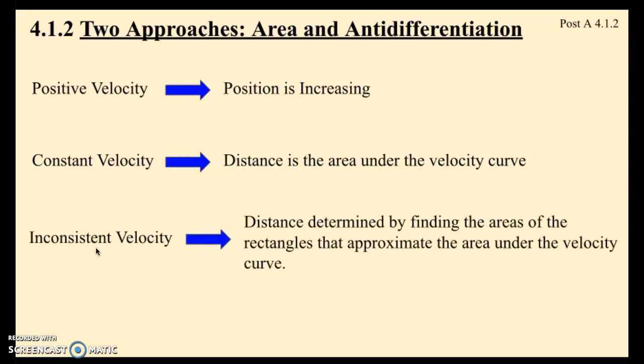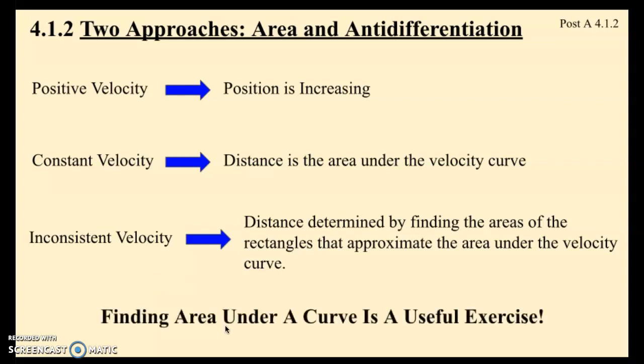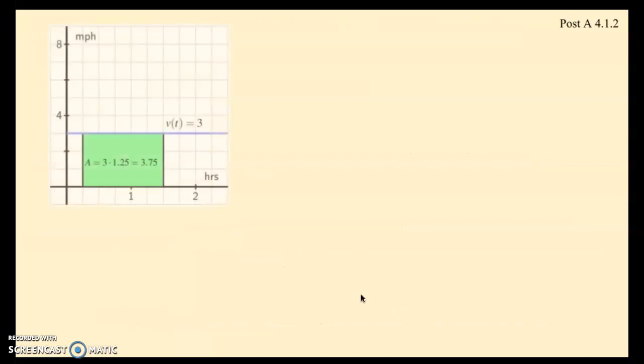If we have an inconsistent velocity, meaning the velocity is jumping around, what we can do is we can estimate using rectangles, find the areas of those rectangles. We can estimate the area under the curve of the velocity. It won't be exact. It definitely won't be as exact as the constant velocity, but it'll give us a good estimate of how far we think we've traveled. Finding the area under the curve is a useful exercise. It allows us to go from velocity backwards to position.